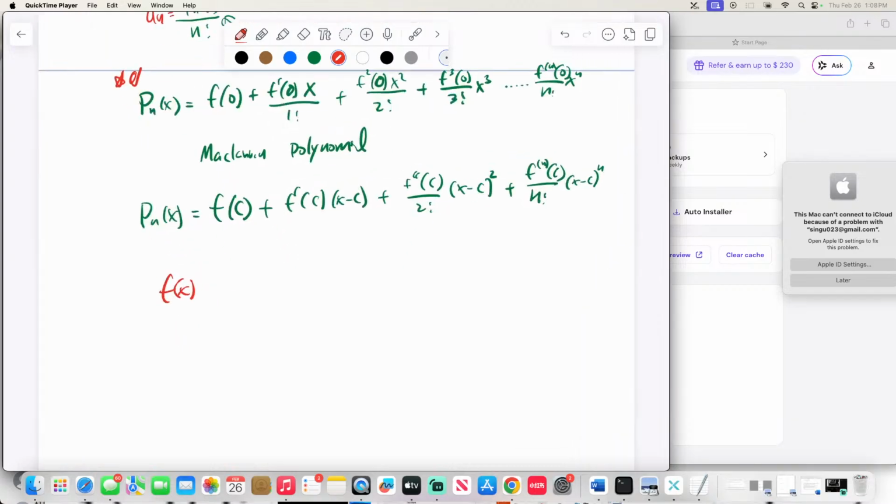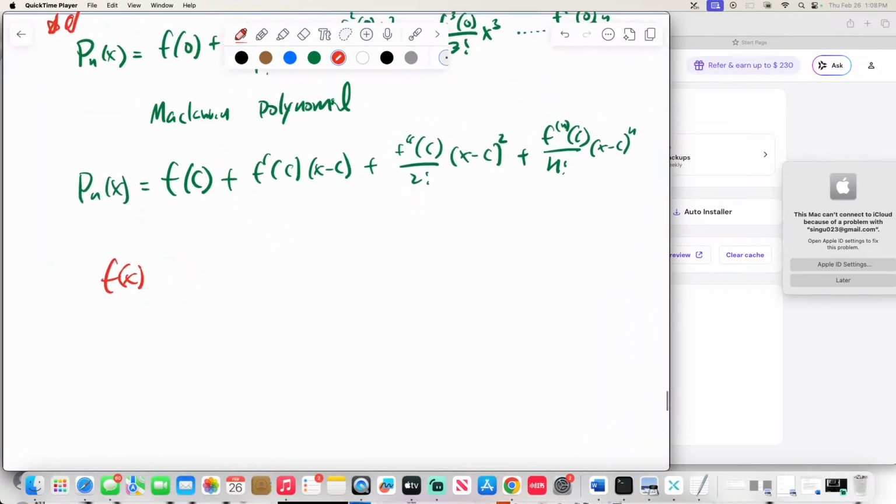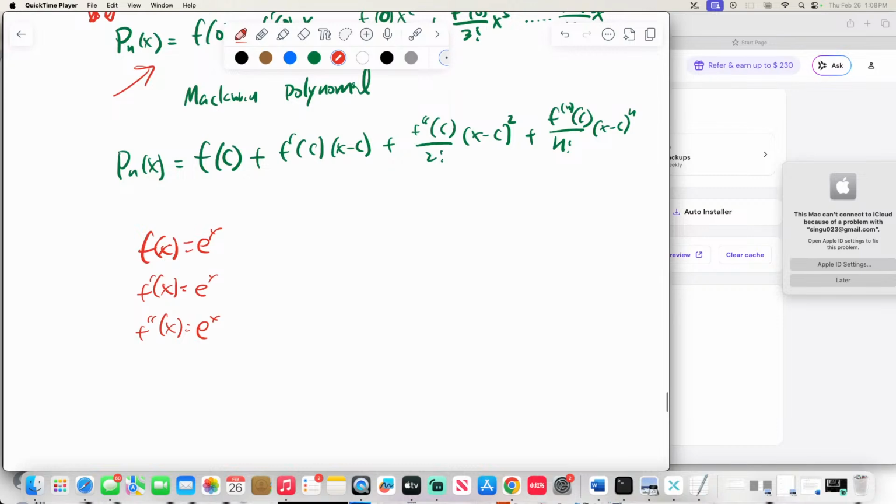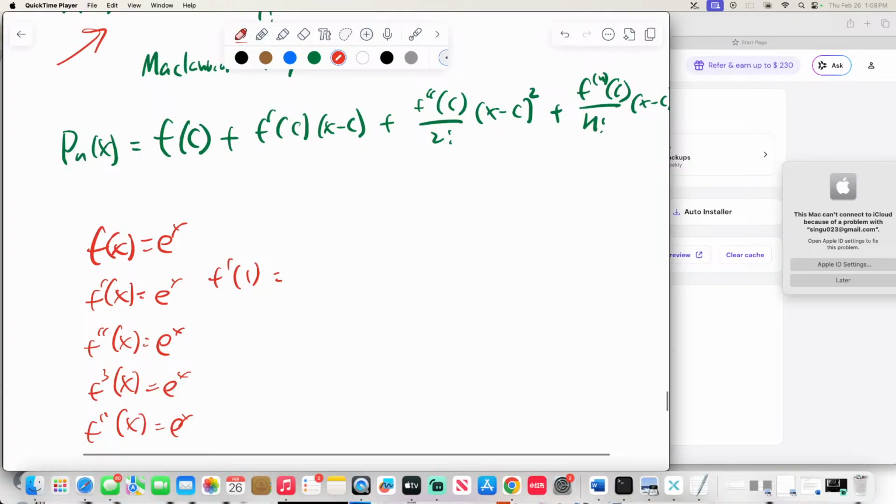the Maclaurin series. So using Maclaurin series, we just have to do f of x equal to e to the x, f prime of x equal to e to the x, f double prime of x equal to e to the x, f triple prime of x equal to e to the x, and f n of x is equal to e to the x. Now what happens if you plug in 1? You get what? Oh, if you plug in 0, what do you get?